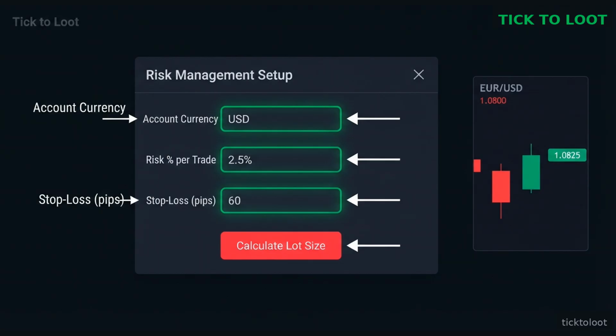Next, you'll find a box titled Risk Percent per Trade. Here you decide what slice of your account you are willing to lose on any single trade. A good starting point for beginners is 1%. So you would type 1 into the box.